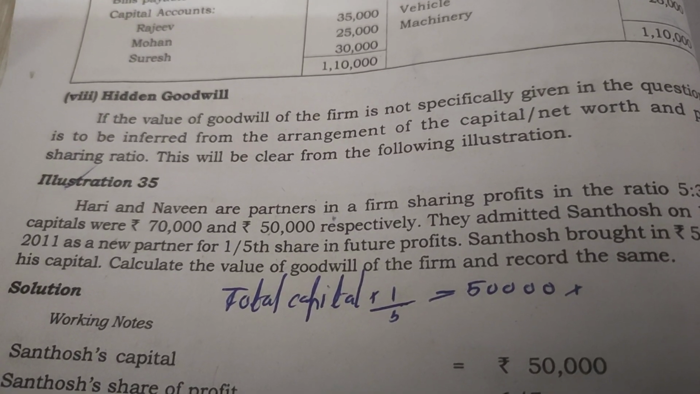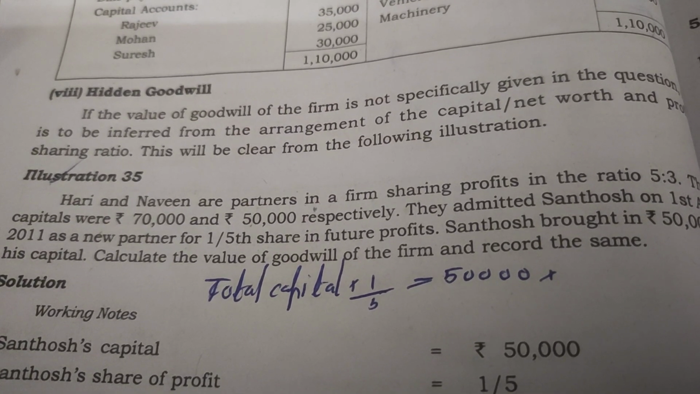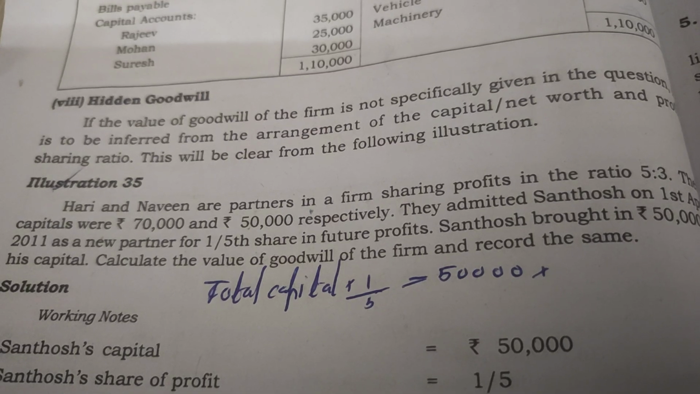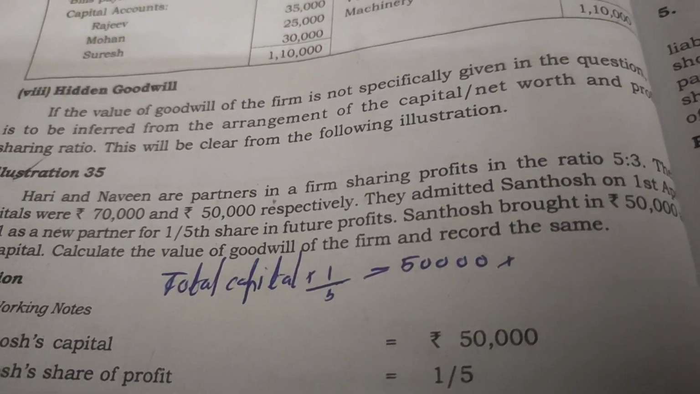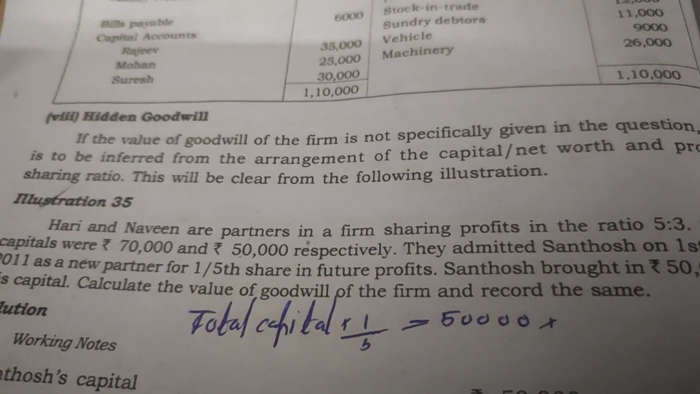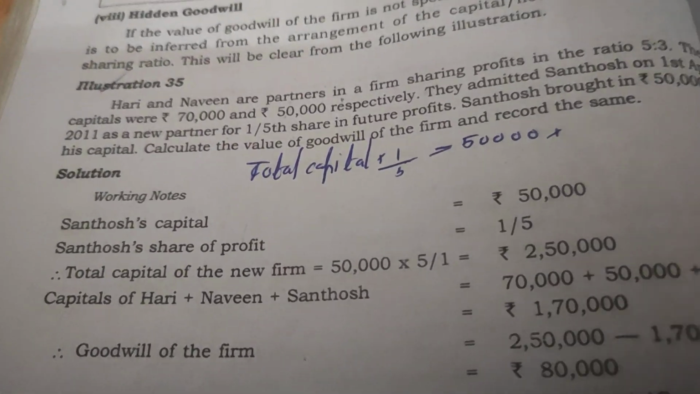If the value of the goodwill of the firm is not specifically given in the question, then it is to be inferred. We have to understand it from the arrangement of the capital or net worth and the profit sharing ratio. Here is one question relating to this.